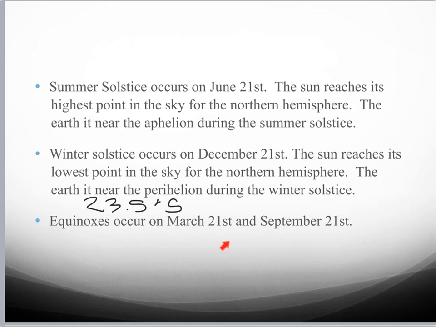Equinoxes occur on March 21st and September 21st. So on those 2 days, we have equal daytime and equal nighttime, 12 hours each, and the sun is directly overhead at the equator.